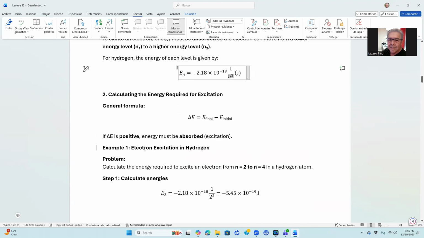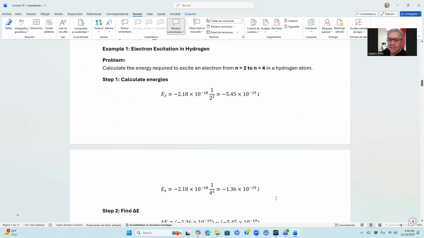Example, electron excitation in hydrogen problem. Calculate the energy required to excite an electron from level 2 to level 4. Look, here you have the two levels. Then, in a hydrogen atom, you use the same formula for level 2 and the same formula for level 4.